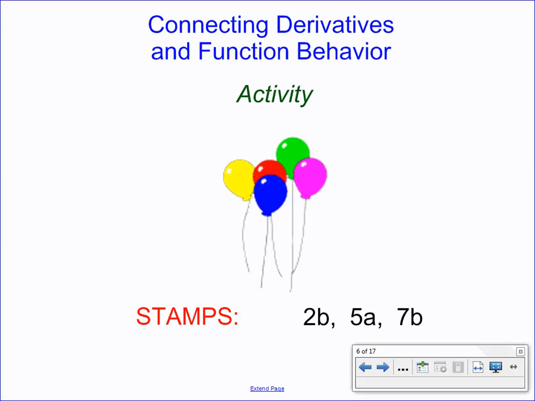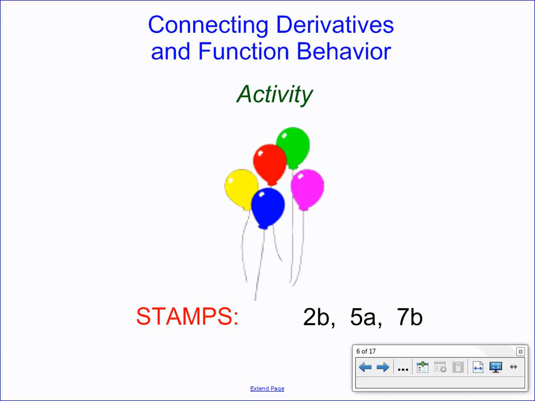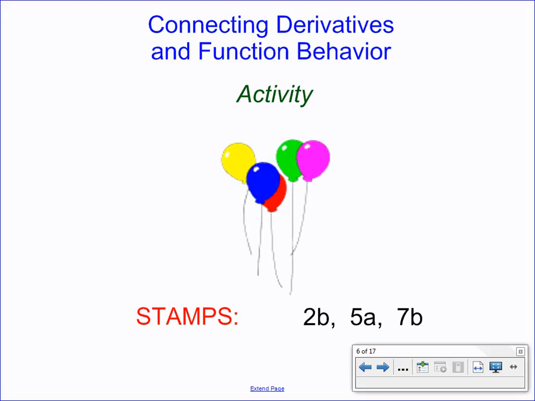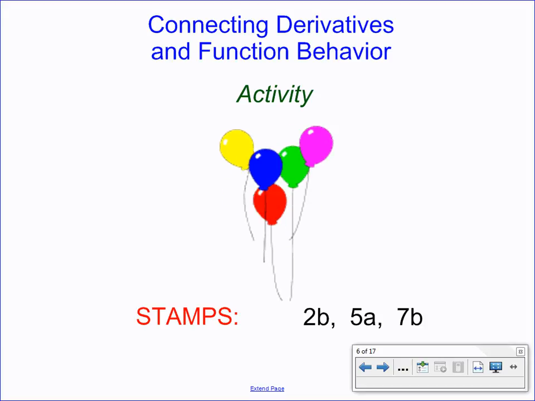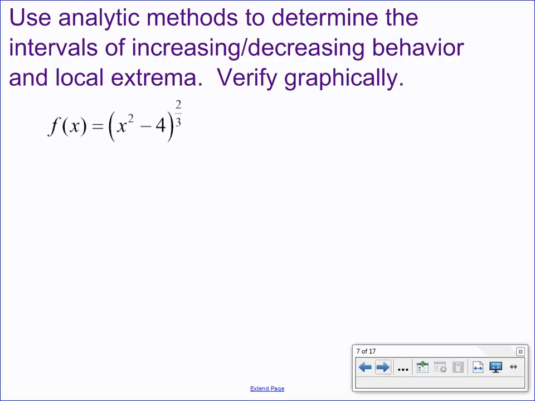Okay, ladies and gentlemen, let's go ahead and take a look at how we can apply our first and second derivatives, y prime and y double prime respectively, to analytical graphing with our knowledge of function behavior. So let's take a look at our first example. We're going to use analytic methods to determine the intervals of increasing versus decreasing behavior and any local extrema. Then we'll verify graphically using our graphing calculator, but we're going to do it all without a calculator first.